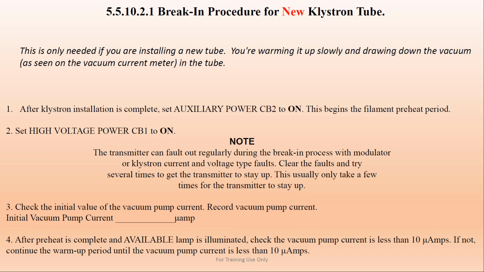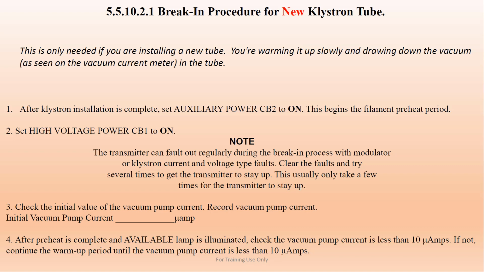First thing we'll do is turn our auxiliary breaker on. This will fire up the filament power supply, which will start heating up the tube. We'll set the high voltage breaker to on. There's a note that during this procedure, we may be generating some alarms. This is not a big concern. It happens. In step 3, we'll record the initial vacuum pump current via the vacuum pump current meter in microamps.